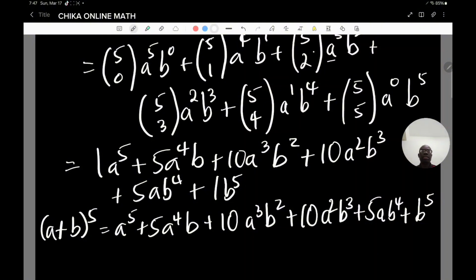Okay, so that is the binomial theorem. Okay, so in the next lesson we'll see how to use binomial theorem to do other expansions. So we'll see the application of binomial theorem in our next lesson.